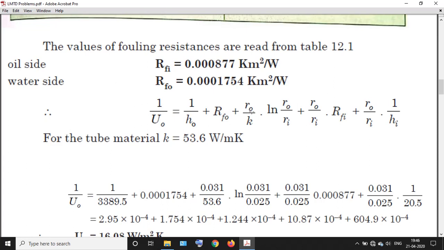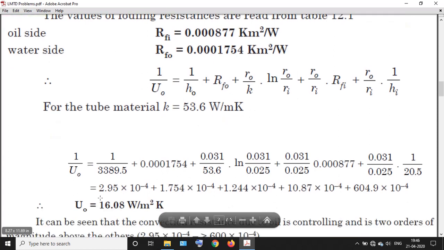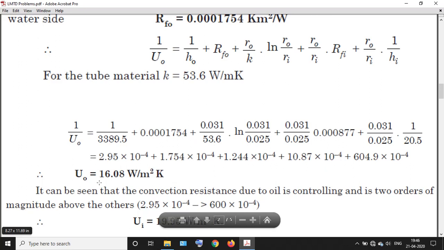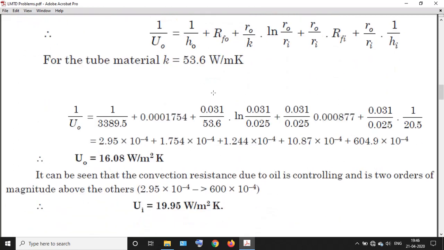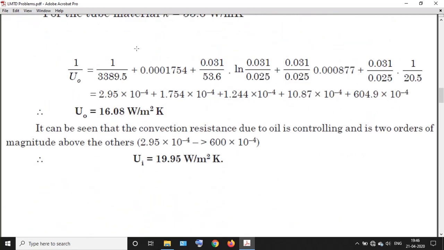So substituting all the values for tube material KS53, when we solve, you get the outside overall heat transfer coefficient U0 as 16.08 watt per meter square Kelvin. Now similarly, you can also estimate the inside value, UI, and you will get an answer similar to 19.95.